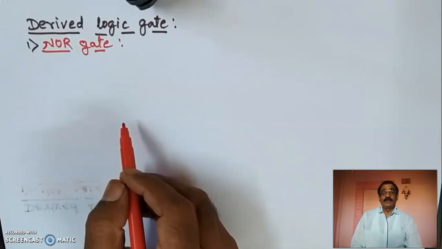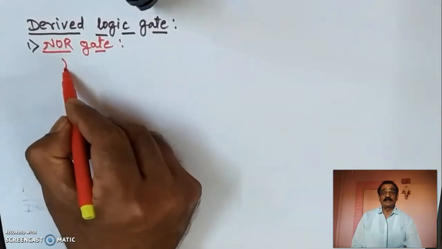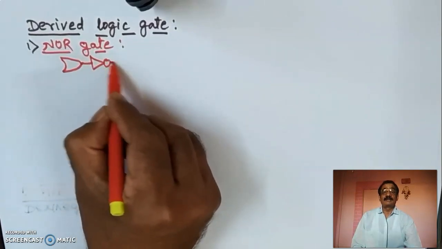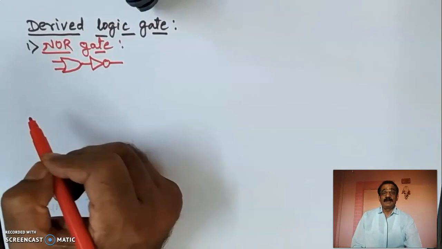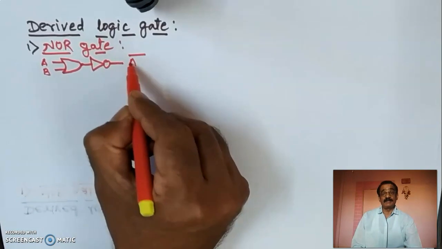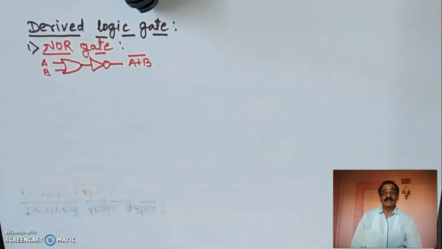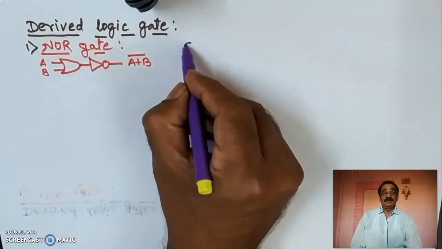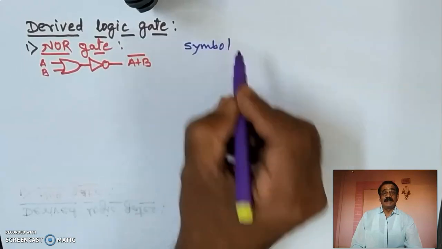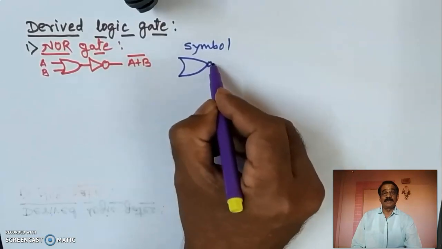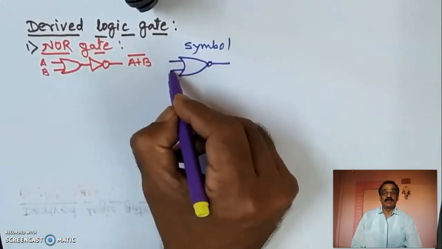So, to draw the diagram of the NOR gate, first draw the symbol of the OR gate. It has two inputs A and B. Then connect the NOT gate at its output. Then the output is complement of A plus B. So this Boolean equation is also exactly opposite to the Boolean equation of the OR gate. The symbol of the NOR gate: first draw the symbol of the OR gate and then connect a bubble at its output. Show the inputs A and B.